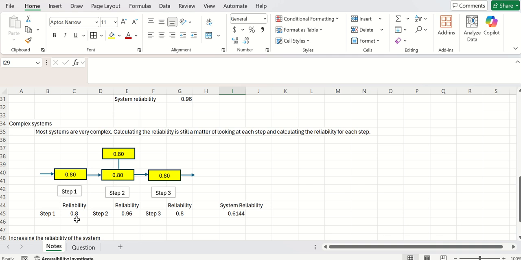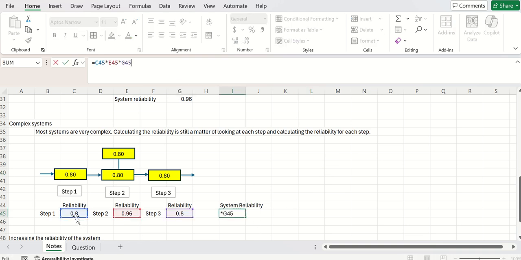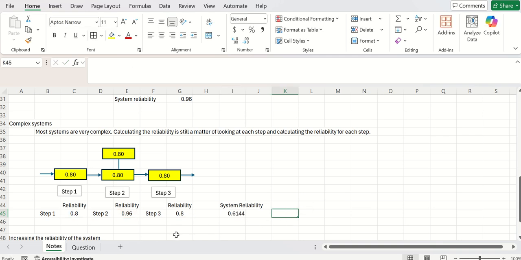For instance, reliability of step 1 is 0.8. Similarly, reliability of step 3 is 0.8. Reliability of step 2 is 0.96, okay, because it is 1 minus the failure rate times the failure rate. And then the final system reliability is the probability of step 1 times step 2 times step 3. That gives you an idea of all of the different ways that we can look at these complex systems.